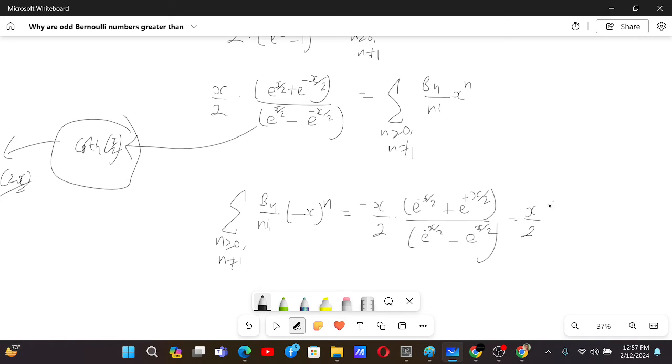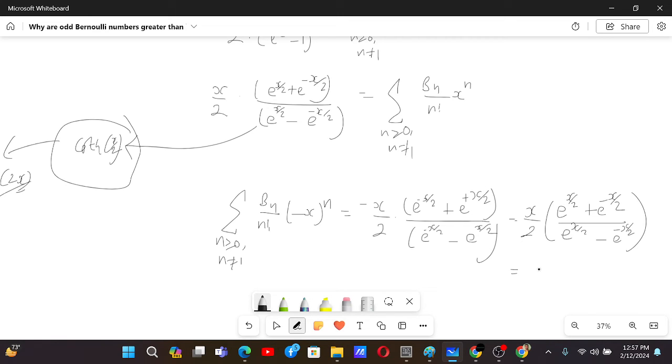So we have x by 2. Now we can write this as e to the power x by 2 plus e to the power minus x by 2, over e to the power x by 2 minus e to the power minus x by 2. Yeah, we have used this negative sign over here. Now this is just the original series.